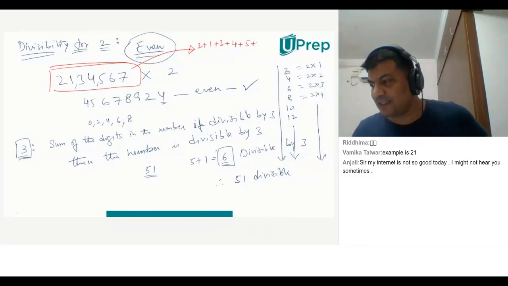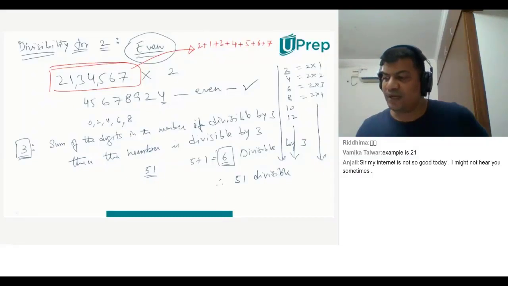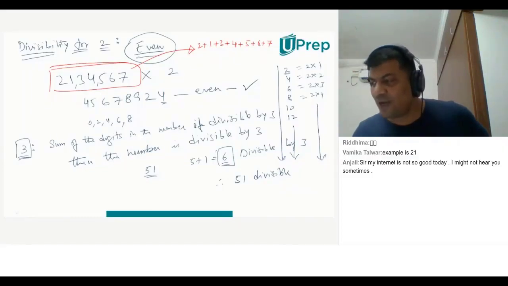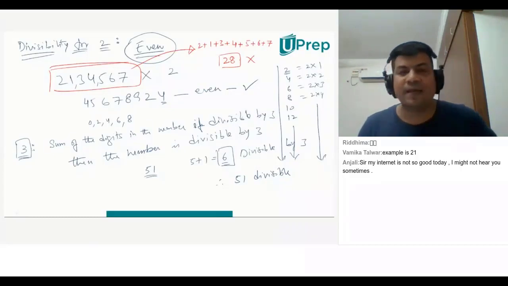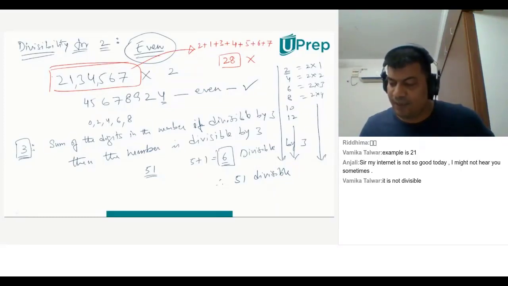5 plus 6 plus 7. Okay. Now, 2 plus 1 is 3. 3 plus 3 is 6. 6 plus 4 is 10. 10 plus 5 is 15. 15 plus 6 is 21. 21 plus 7 is 28. So we got the sum as 28. Is 28 divisible by 3? So 28 is not divisible by 3. Therefore, this number is also not divisible by 3.